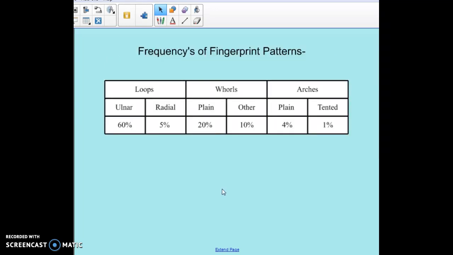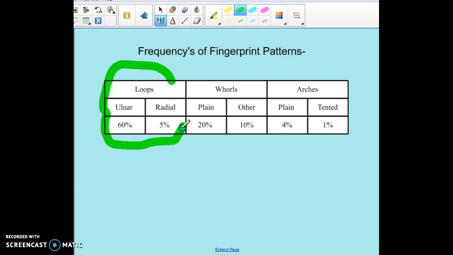Here's the frequency of fingerprint patterns. You can see that loops are your most common fingerprint out there. Okay, 65% of prints that are found are loops. 60% of those are ulnar and only 5% are radial.